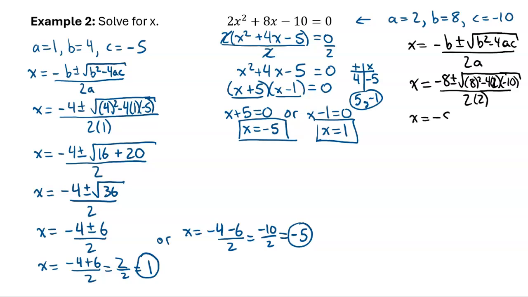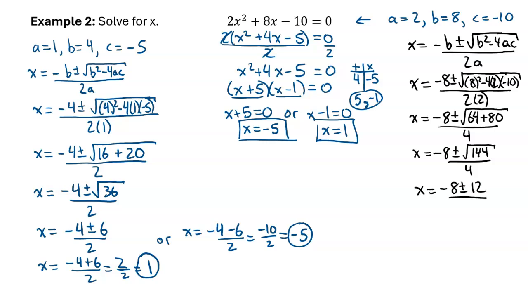So x equals negative 8. We're going to add and subtract the square root of 64. And then 4 times 2 times 10 is going to be 80. And because we have two negatives, that means we're going to add that. We're going to divide that by 4. And so x equals negative 8 plus or minus the square root of 144, all divided by 4. So that's going to give me negative 8 plus or minus 12 over 4. So now that goes to my two answers.